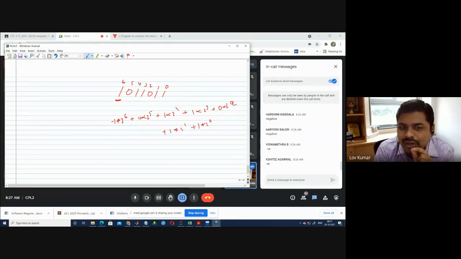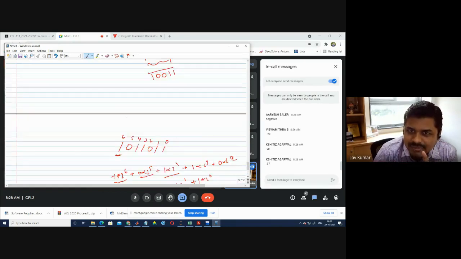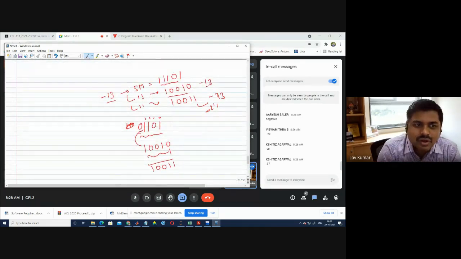Can you tell me what value we will get? Minus 1 into 2 to the power 6 gives minus 64, plus this value becomes 0, plus this value becomes 16, plus 8, plus 0, plus 2, plus 1. What is the value we are getting here? Can you please solve this expression? Minus 36.